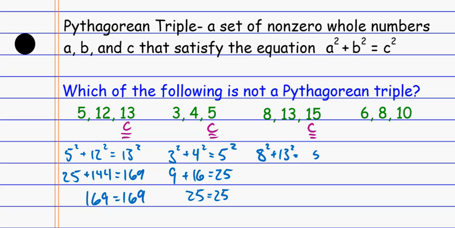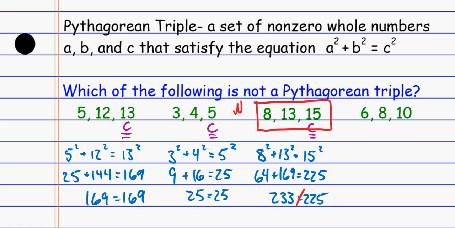Whoops, sorry, 15 squared. I'm getting a little ahead of myself. And now I square each of these things. Okay, and now I just want to see if these are equal to one another, so I'm going to add these guys up. 64 plus the 169 is 233, it looks like. And so when you look at that, that did not equal the thing it was supposed to equal. So the Pythagorean theorem just didn't work for this one. This one is not a Pythagorean triple. Okay, so this is the one that's not.